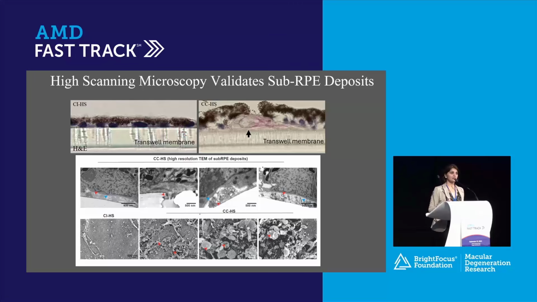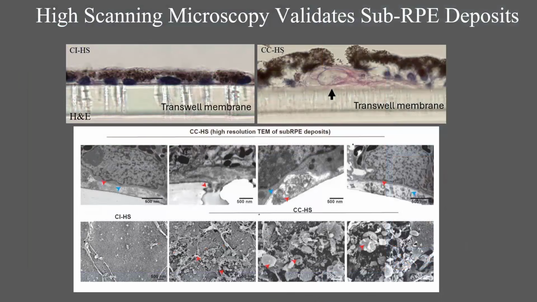The other thing that is important and very critical to do is to make sure that you are validating your model, or the phenotype that you are seeing in your dish, in multiple ways. So here, we used H&E histology, hematoxylin and eosin, and the black arrow shows the accumulation between the transwell membrane and the RPE cells. You also see how the RPE cells are breaking apart. The bottom panel is transmission electron microscopy, showing the same deposits that I showed in the previous slide, marked by the blue and white arrows. And you also see how the transwell pore is getting clogged with these deposits.